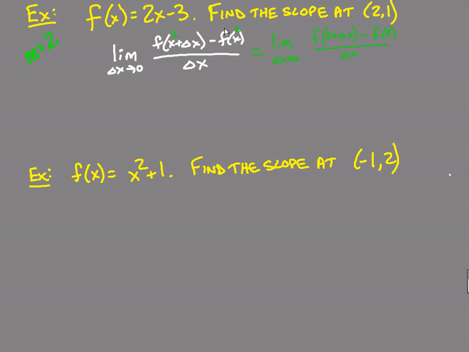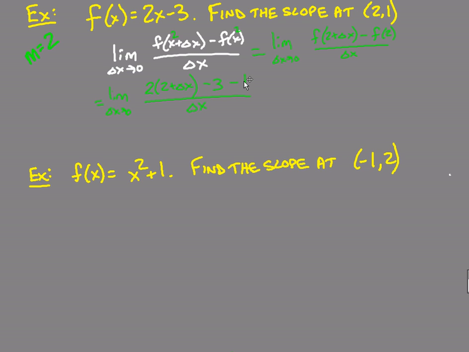Here's my function. This part right here on the inside is what I'm replacing x with. So this first part now becomes 2 times not just x, but this entire part, 2 plus delta x, minus 3, and then minus, what is f of 2? If I plug in f of 2, 2 times 2 is 4, minus 3 is 1. So that's why it's minus f of 2, which is 1.